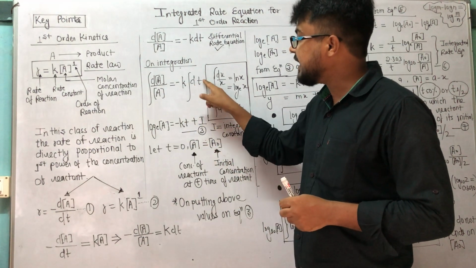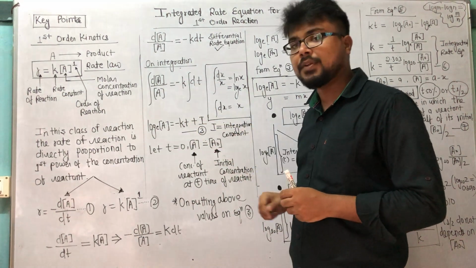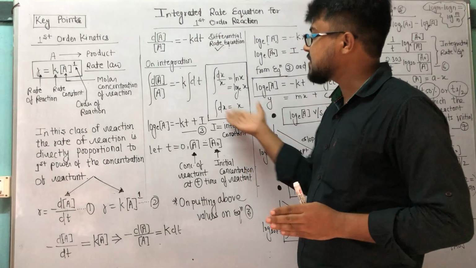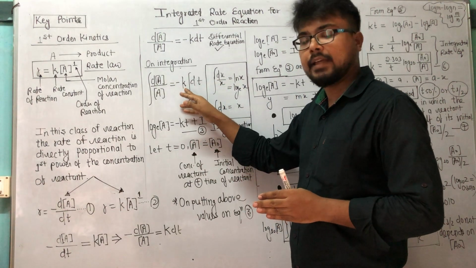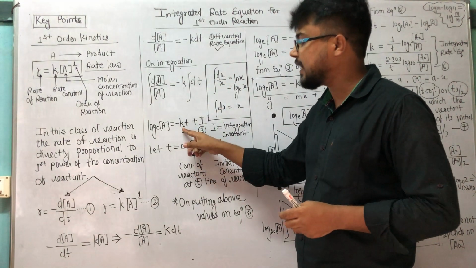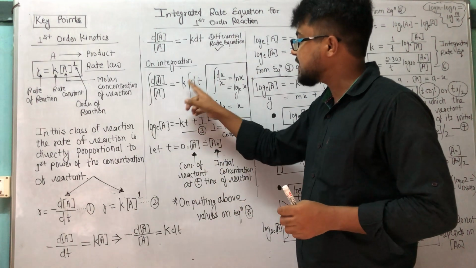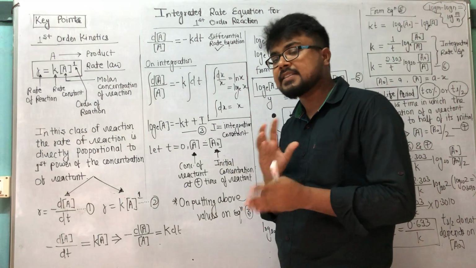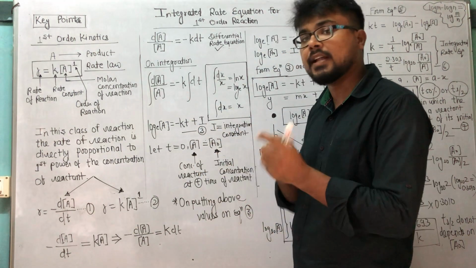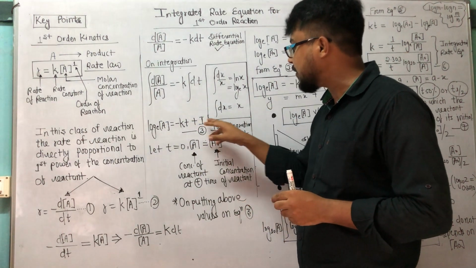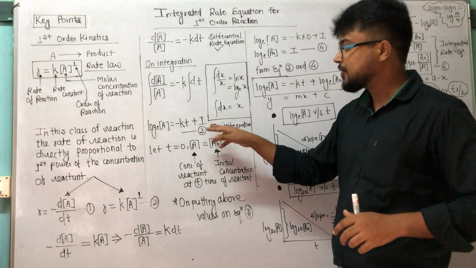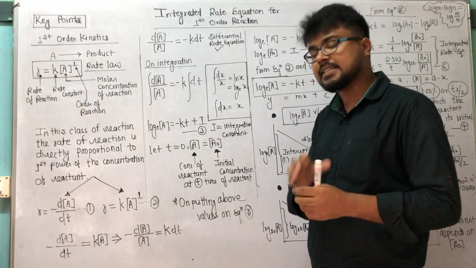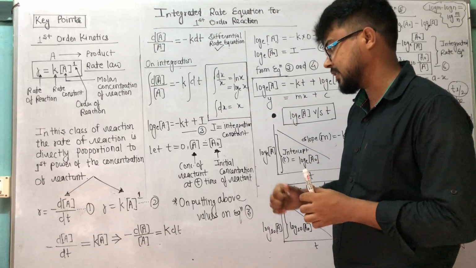and further, the integration of dt is equal to t, and the constant is outside here, k is the rate constant, so that minus k will remain as it is, minus k into t. Because one constant is already here and it is named as rate constant, a further integration constant will be introduced here, okay? So I is nothing but the integration constant, correct?